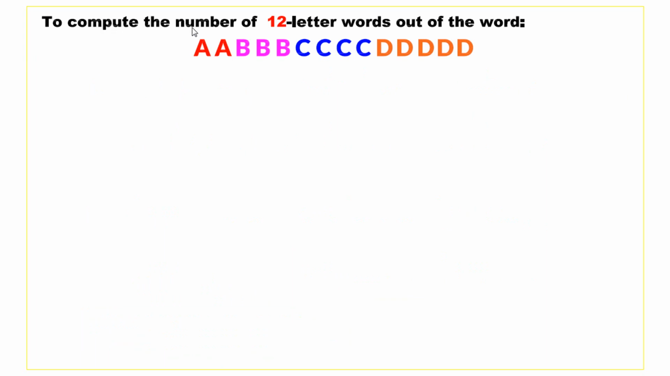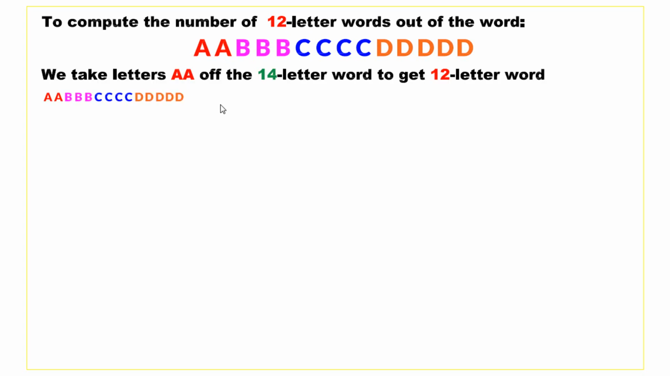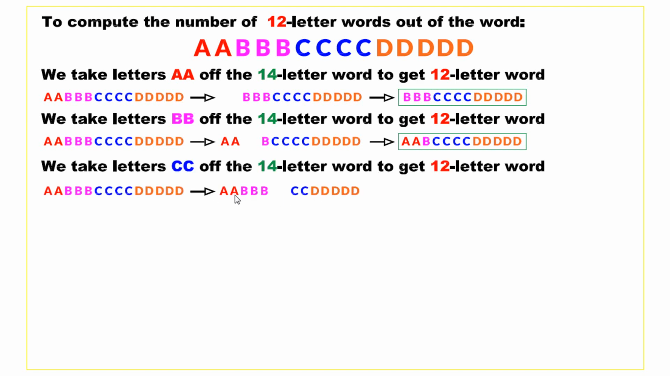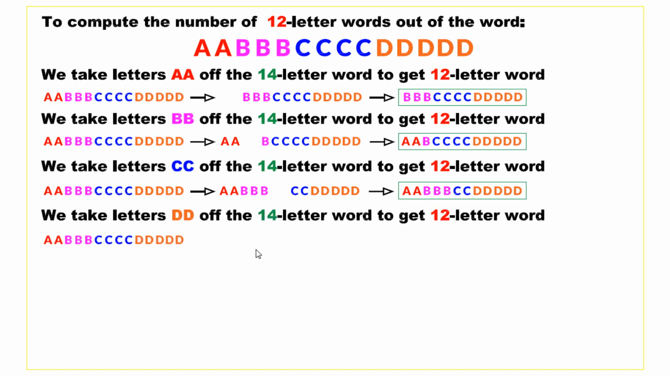Now to compute the number of 12-letter words out of this 14-letter word, we can take 2 A's off. So we take 2 A's here and we get this 12-letter word, or we can take 2 B's off to get a 12-letter word, or we can take 2 C's off and we get this 12-letter word, or we can take 2 D's off and we get this 12-letter word. So now we have these 4 words.